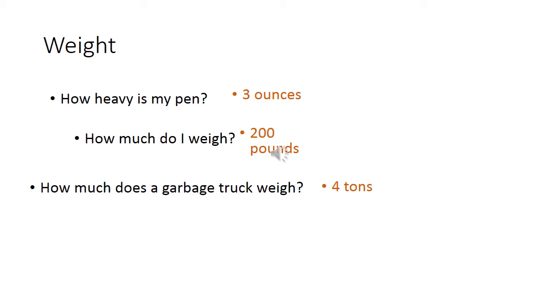So in the examples on the screen now, my pen is really light, so I use ounces. I'm not light, but I'm not humongous, so I'm weighed in pounds. And a garbage truck is extremely heavy because it's all made of metal, so it would be measured in tons.